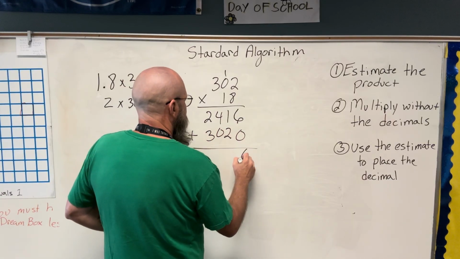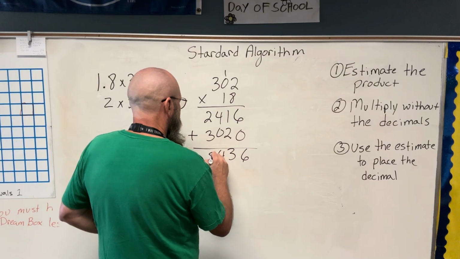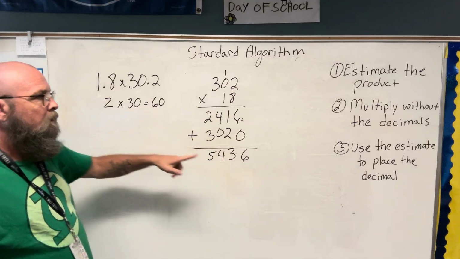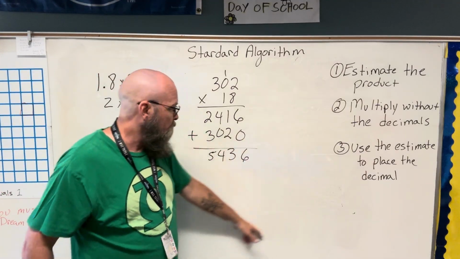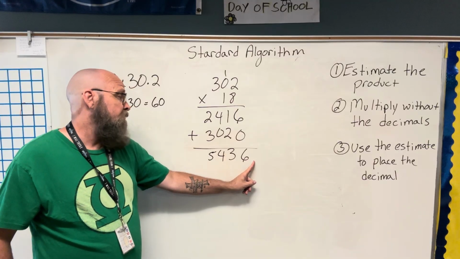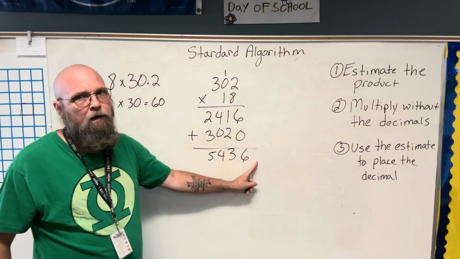Add these together: 6, 3, 4, 5. My estimate says it's 60. I have to use that estimate to place the decimal point. If I put my decimal point here, my answer is 5,436, not close to 60.